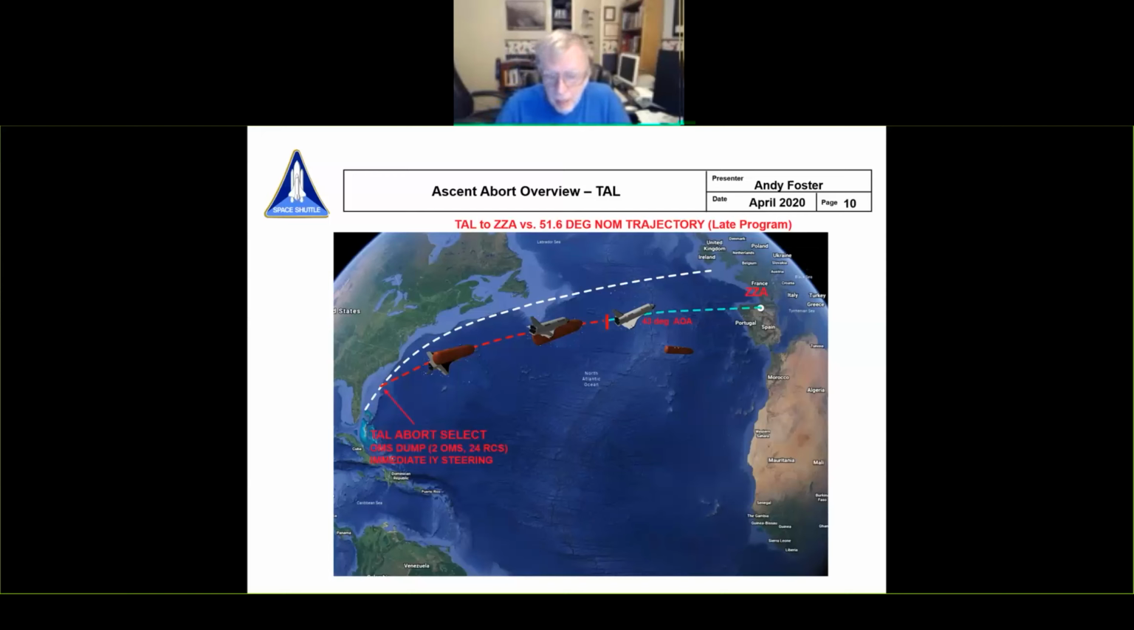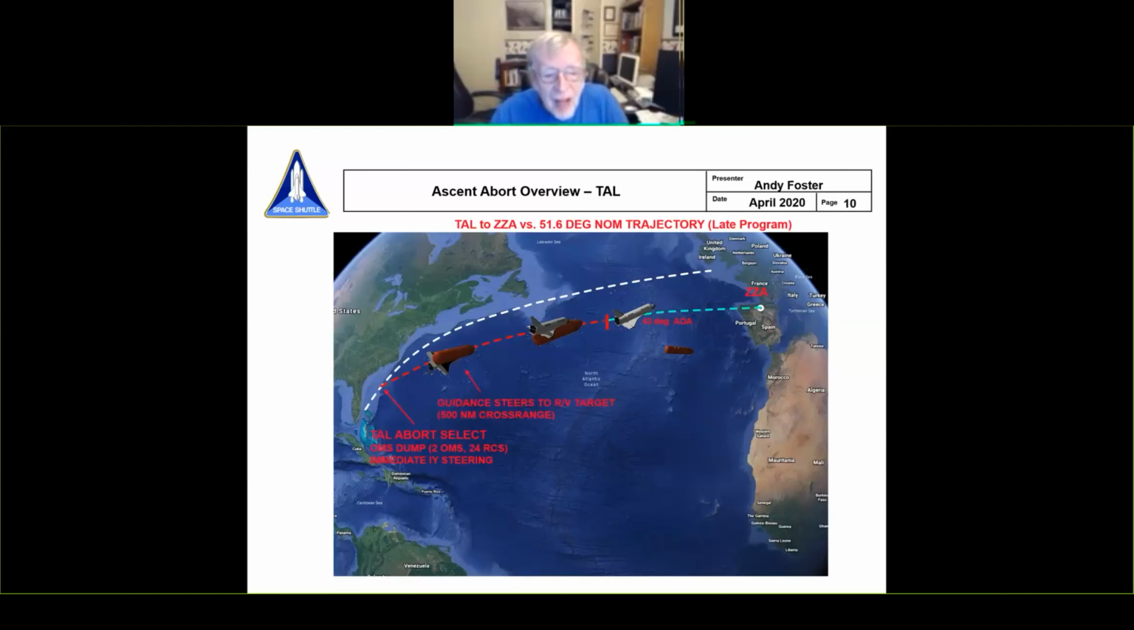The other thing that would happen is, because the TAL site is over here to the south of the nominal trajectory, the vehicle would yaw steer toward the target, called the range velocity target, which was the MECO point. And we would call that IY steering or inertial yaw. And that would start immediately. The vehicle would yaw out and start heading for the RV line target. And I'll talk about that in a little bit more detail.